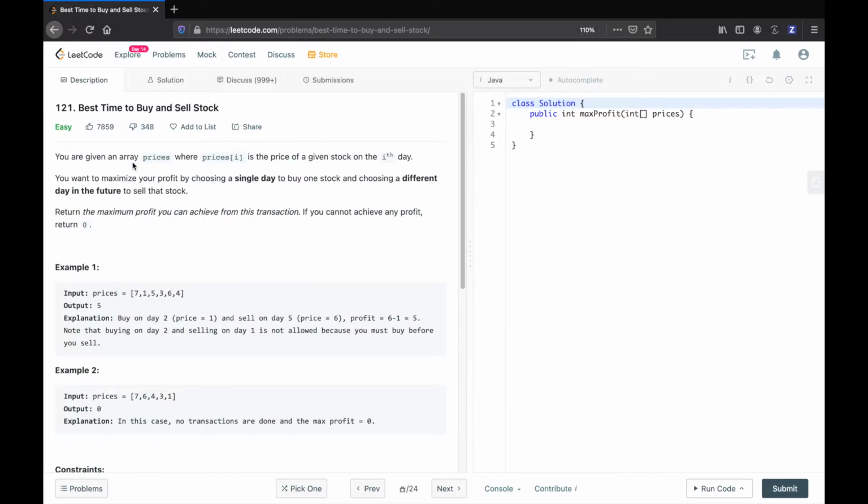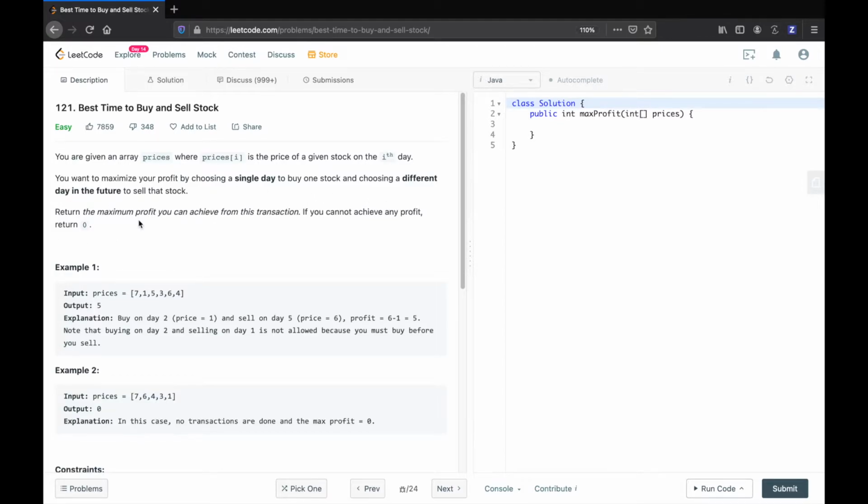So you are given an array prices, where prices[i] is the price of a given stock on the ith day. You want to maximize your profit by choosing a single day to buy one stock and choosing a different day in the future to sell that stock. So we're only picking one day to buy, and it looks like we're only picking one other day in the future to sell. Return the maximum profit you can achieve from this transaction. If you cannot achieve any profit, return 0.